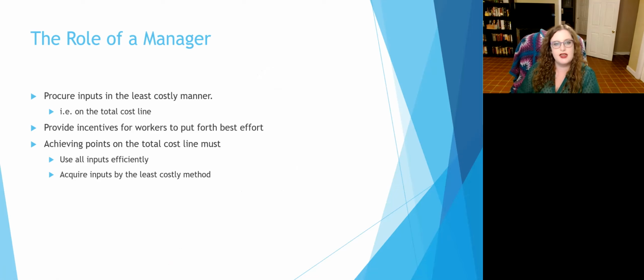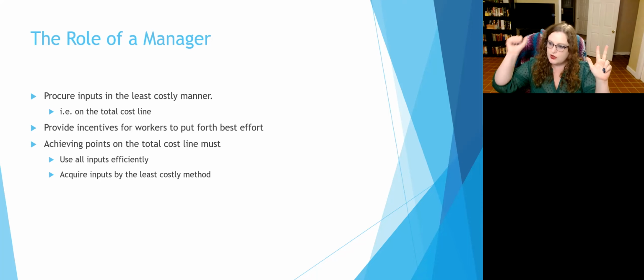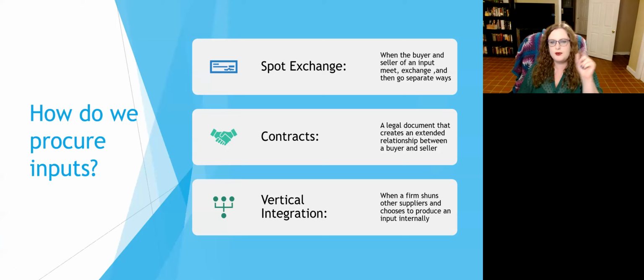Then there's the idea that managers also need to understand different points on this total cost line, and to be able to use the inputs efficiently and to acquire inputs by the least costly method, to get to the point on the total cost line that is best for your company relative to the total revenue, which determines the total profit. That means we have to understand our total product, average product, marginal product, total cost, average cost, marginal cost, and all the nuances within that.